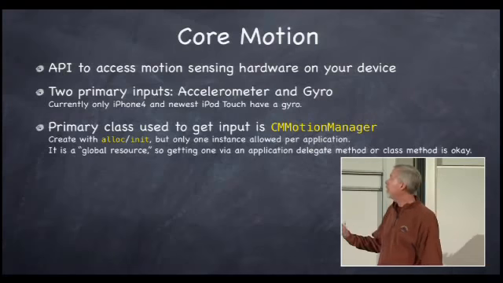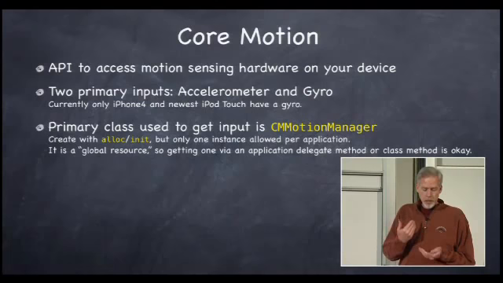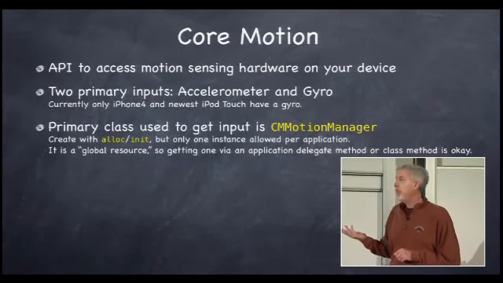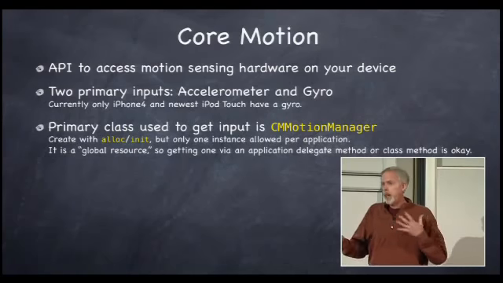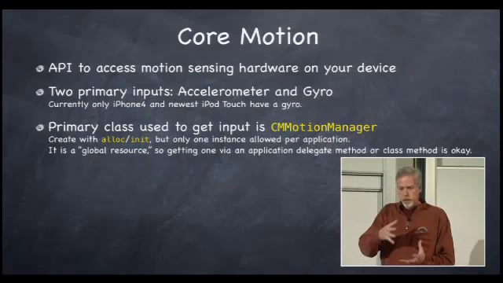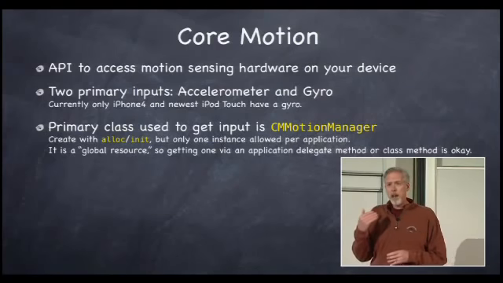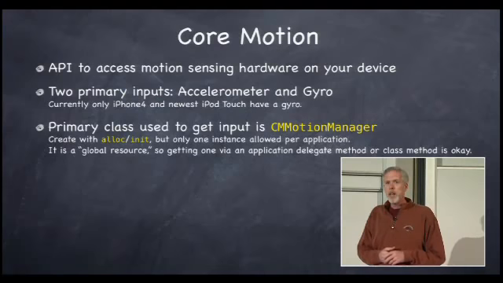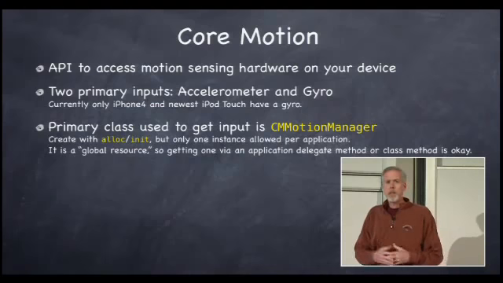So how do you get at this stuff? It's similar to what we saw with core location. There's a class, CM Motion Manager, all right? And you create one of these motion managers, and then we're going to use it to get information about what's happening with the motion of our hardware. And you're only allowed to have one CM Motion Manager in your app, so you're not allocating and initting a whole bunch of these and having multiple objects getting information.